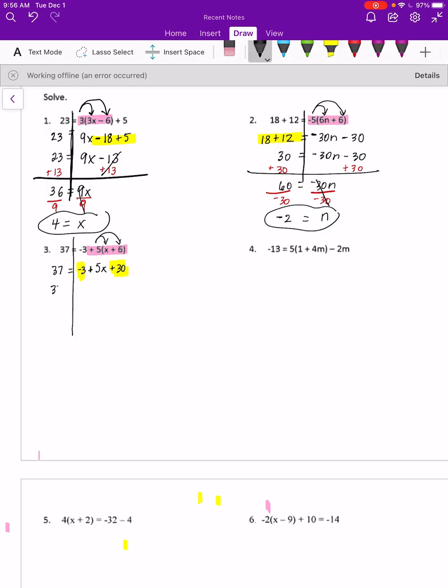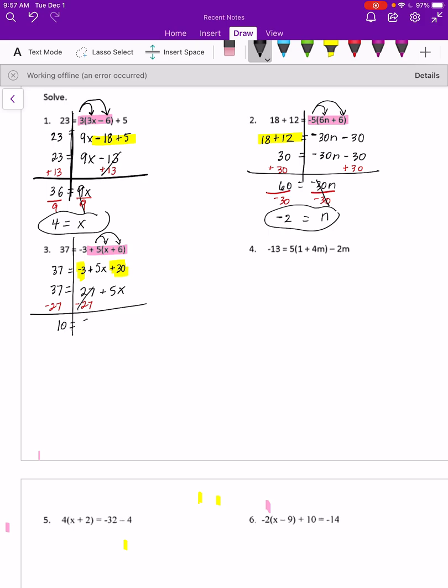So 37 I bring down. I have -3 plus 30. -3 plus 30 is 27. And then I bring down my 5x. Now I have a two-step equation. Isolate the variable. Subtract 27 to the other side. So 37 minus 27 is 10.